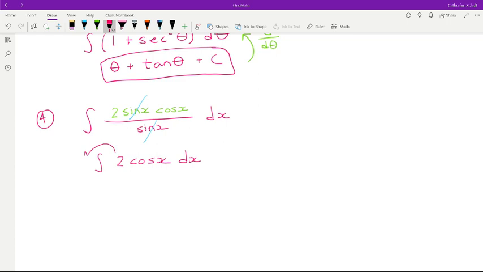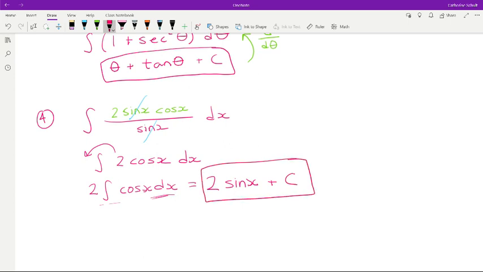If you want to, you might skip this step as well. You can do it in your head. But you can also move that constant out, so you can just focus on the antiderivative of cosine x. And the antiderivative of cosine x is sine. And then, of course, because it's an indefinite integral, you need that plus c. Okay, there you go.